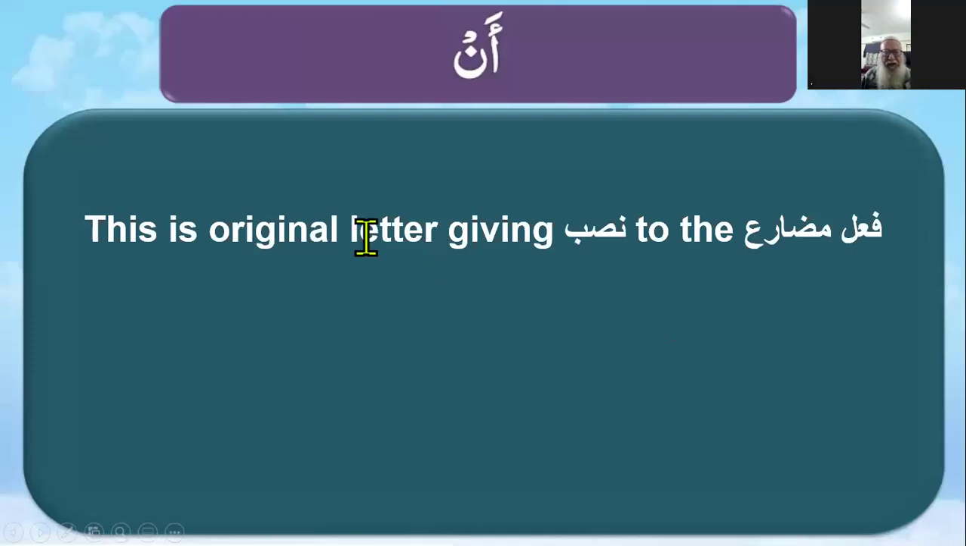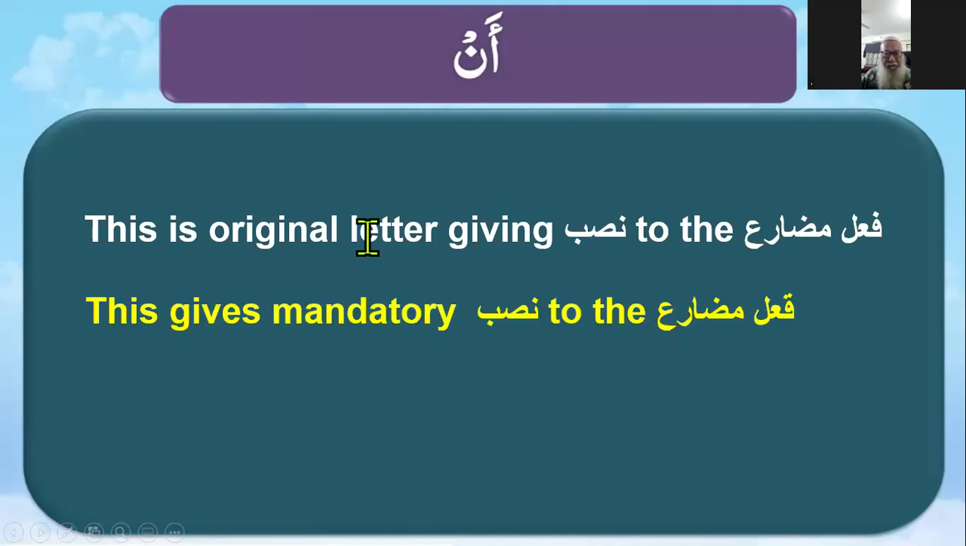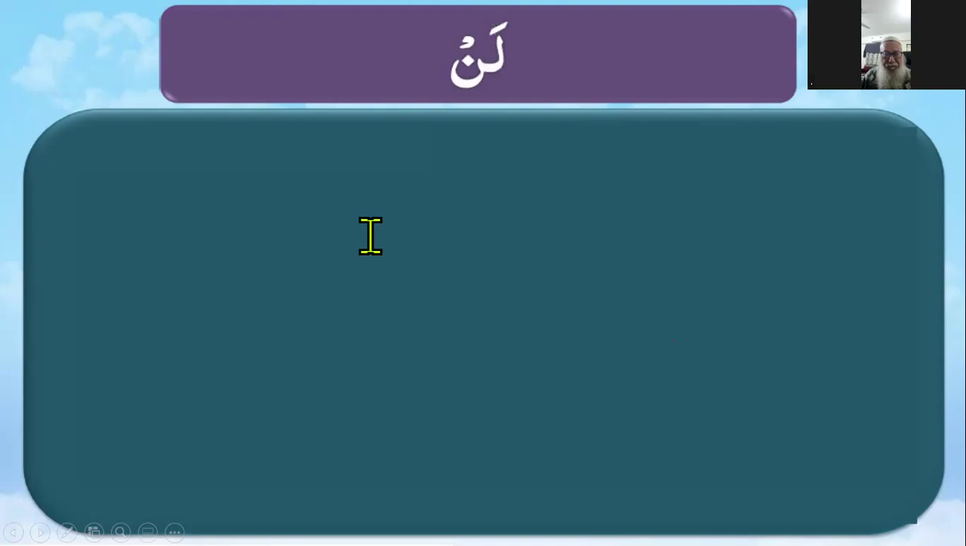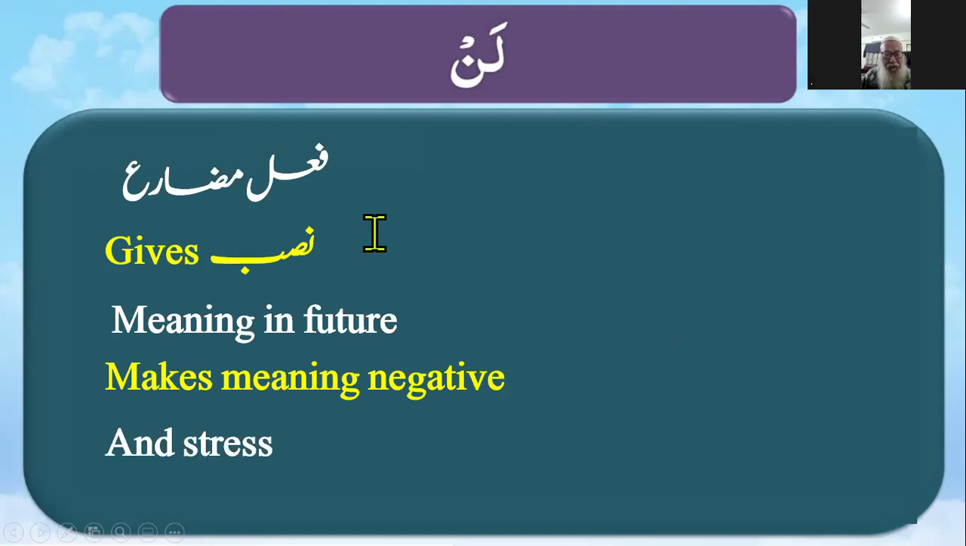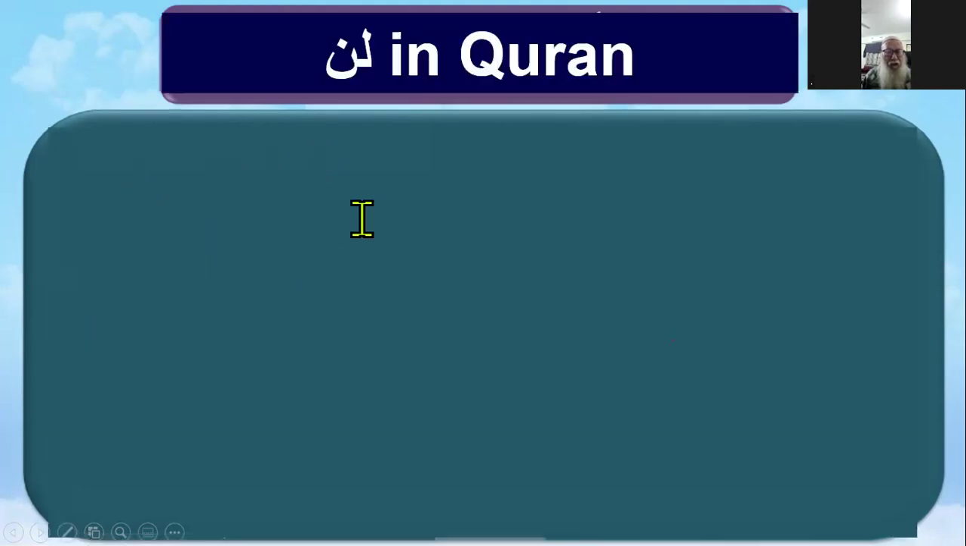This is the original letter giving nasb to the fi'l mudari. This gives mandatory nasb to the fi'l mudari. Lan, with the fi'l mudari, gives a nasb, meaning it takes it into the future, makes the meaning negative, and adds stress. So lan has four jobs. It changes the word, it gives nasb to the mudari. It takes the meaning to the future. It gives the negative meaning and it puts a stress. Three in the meaning change, one in the word.